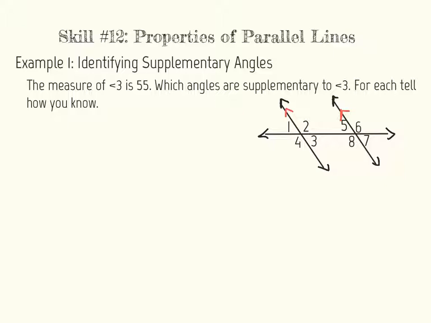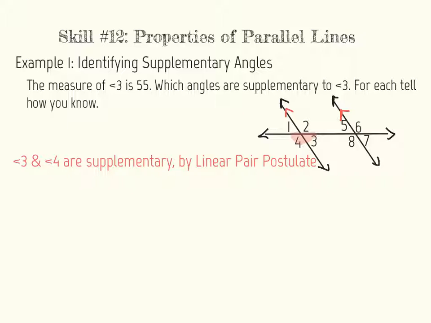Which angles are supplementary to angle 3? And for each one of these, tell how you know that they are supplementary to 3. Okay, so the first one that I'm going to look at, supplementary to 3, is right here, because that's a straight angle right there. So angle 3 and angle 4 are supplementary by the linear pair postulate, because 3 and 4 form a linear pair.